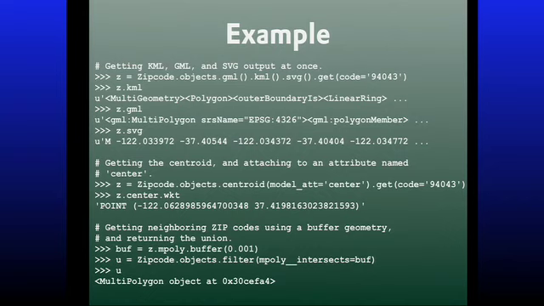Same thing with getting the centroid, and instead of attaching it to a centroid attribute here, I'm passing in that model_att keyword and saying I want to call it center instead. And it's just like any other geometry there.